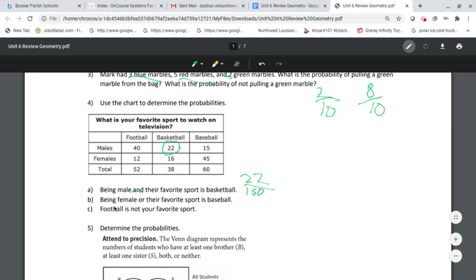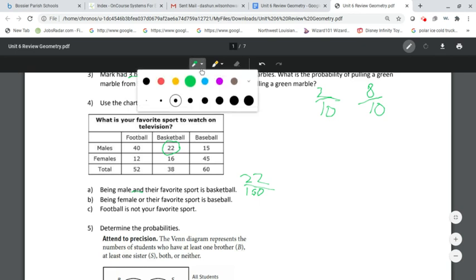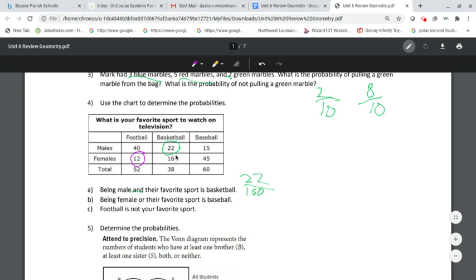And the next one, being female or their favorite sport is baseball. So we're going to look at being female. So that will be here, here, and here. And favorite sport being baseball will be these two. So remember, you only add the 45 once. So this will be 12 plus 16 plus 45 plus 15. And again, we're going to divide that by 150.